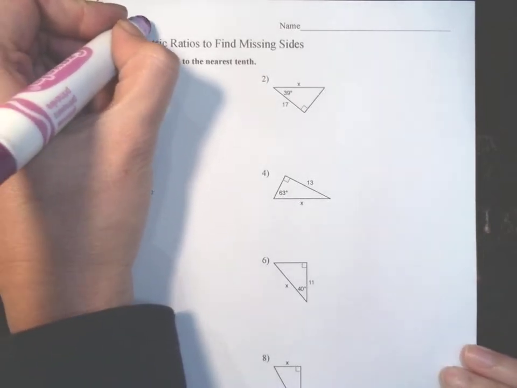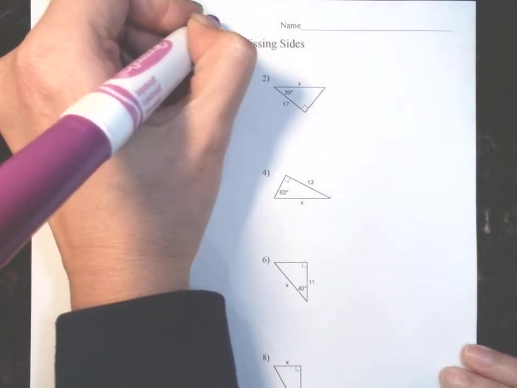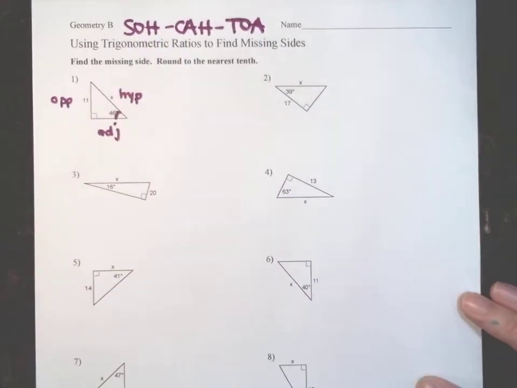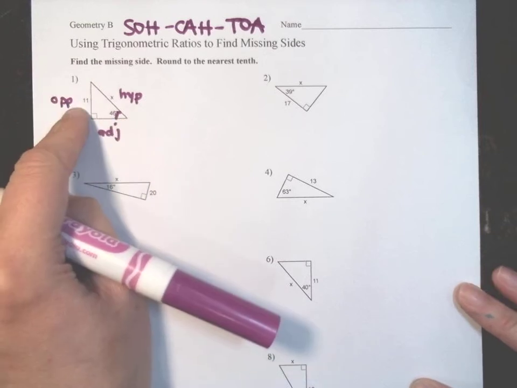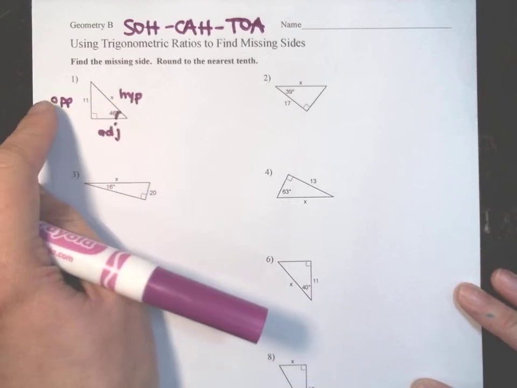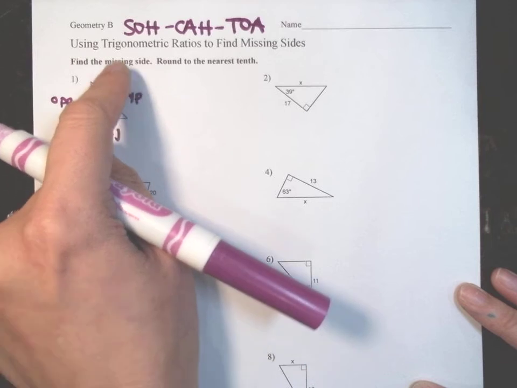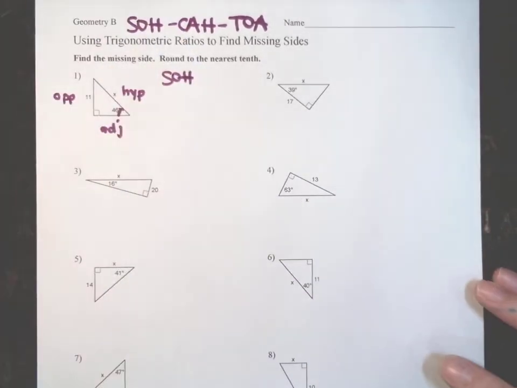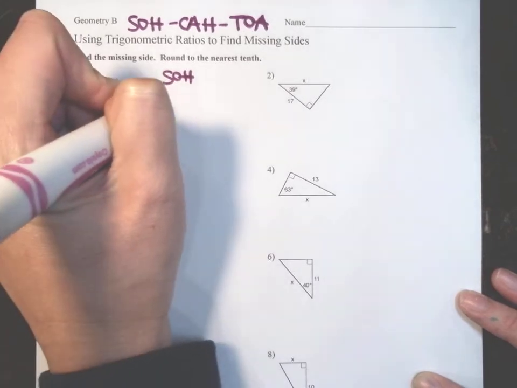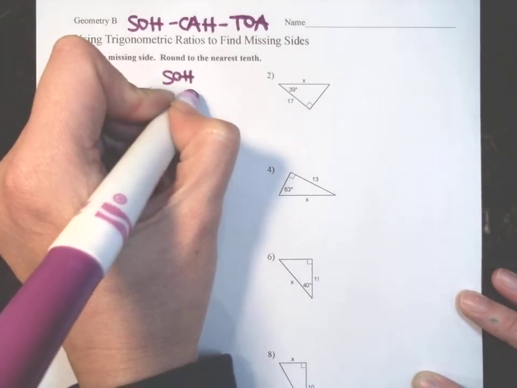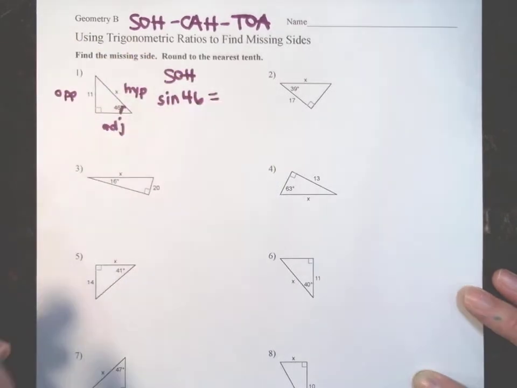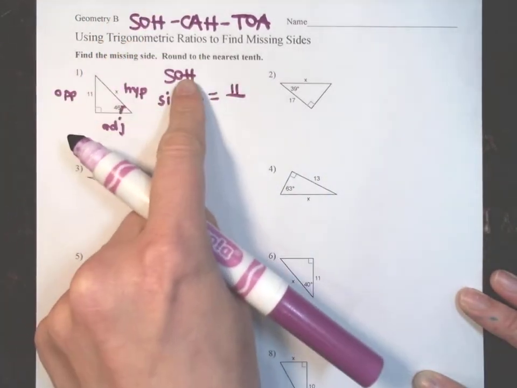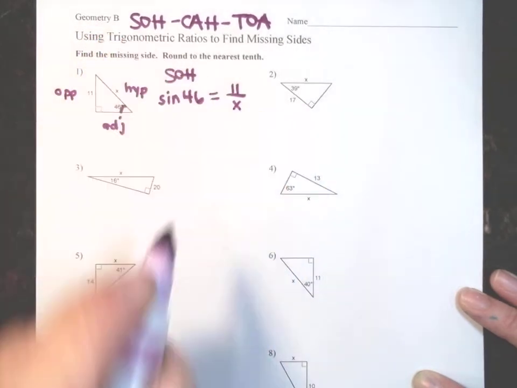And I'm going to write SOHCAHTOA at the top just for easy reference. So we have the opposite and we have the hypotenuse. So we're looking for an O and an H. So which one has O and H? That's SOH. We're going to be using SOH. So the sine of our angle, which is 46, equals the opposite side, which is 11, over the hypotenuse, which is x.